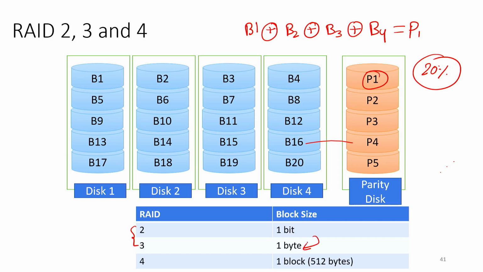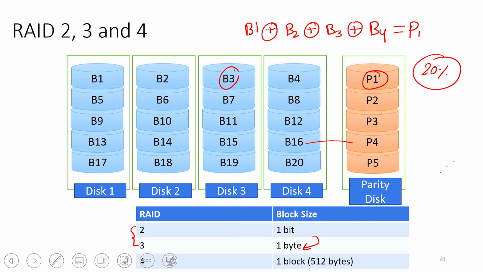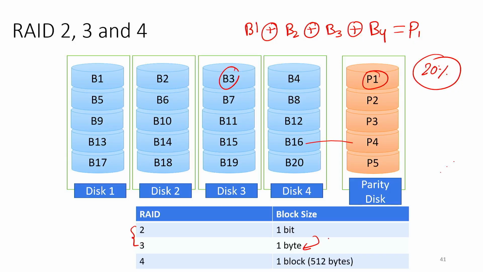Similarly, in RAID 3, this B1, B2 and so on represent 1 byte. That also is an impractical idea. Don't even think of doing it. Of course, this increases intra-block parallelism. But in any case, in a storage device, people care about inter-block parallelism, not intra-block parallelism. Finally, RAID 4 is something which we like, which is basically that you want to store data.